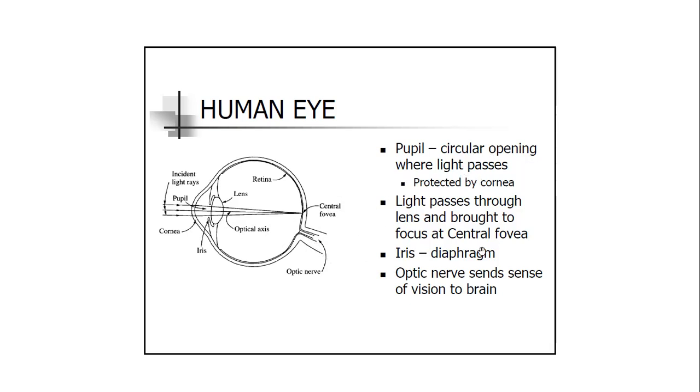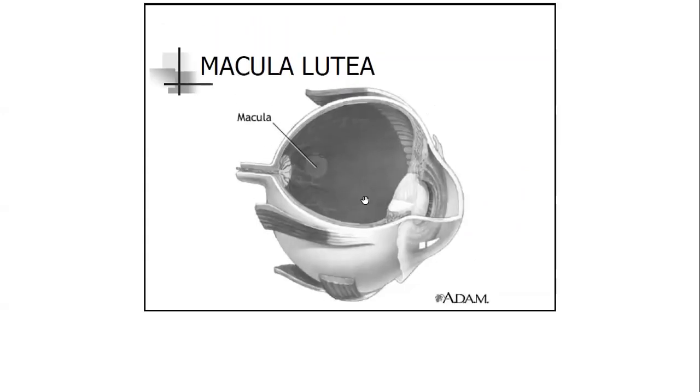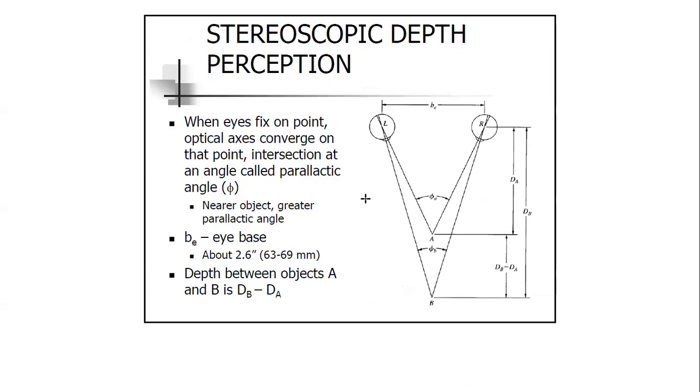So we have an opening, like it's got a shutter, a diaphragm, etc. And so that is how the eye works. It's very important for us to understand that. Okay, so let's move on.